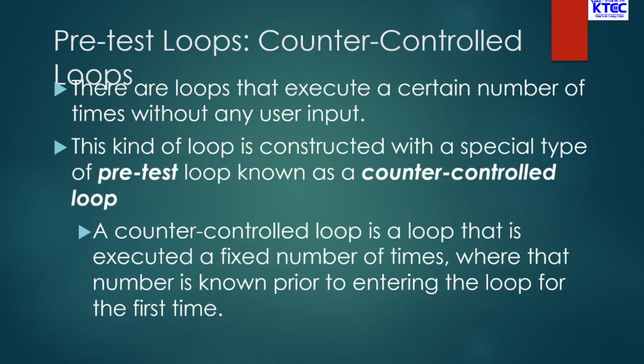Say there are loops that execute a certain number of times without user input. This kind of loop is constructed with a special type of what? Pretest loop known as what? Counter control. A counter control loop is a loop that is what? Executed a fixed number of times. The number of times that the loop or the block of code should be executed is set. We all know it. So where that number is known prior to entering the loop for the first time, before you even begin running your program, you know the number of times the block of code should be executed. So that is with the introduction of the counter control loop, with the introduction of a counter control variable, we know that the counter control variable tells us the number of times the loop should be executed, or the program should repeat itself. Let's look at it.